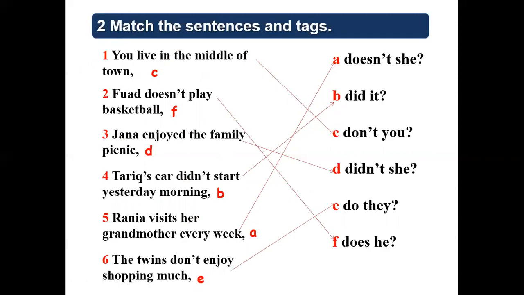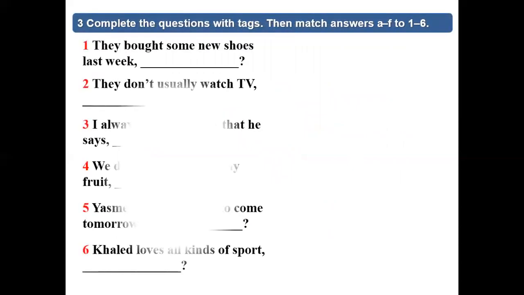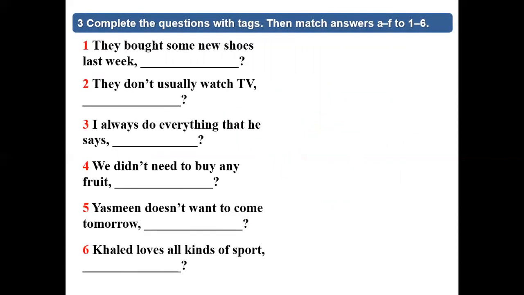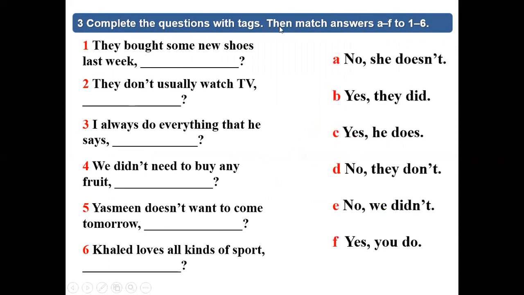It's E. Now let's move to activity number 3. Activity 3. Complete the questions with tags. This is the first thing we want to complete. Complete with the tags, meaning the appropriate short tail question. Then match the answers. Then we connect them with the answers. Let's see.